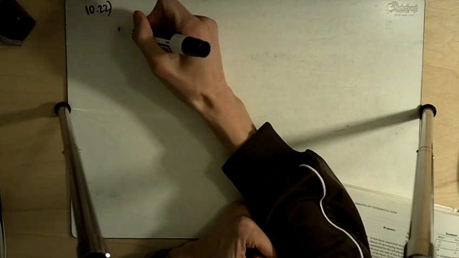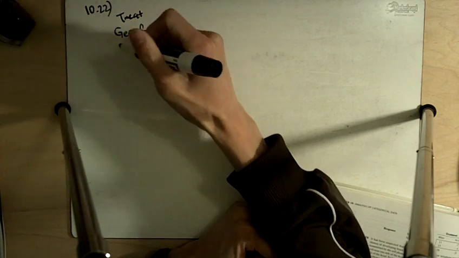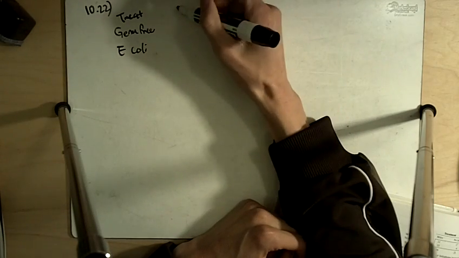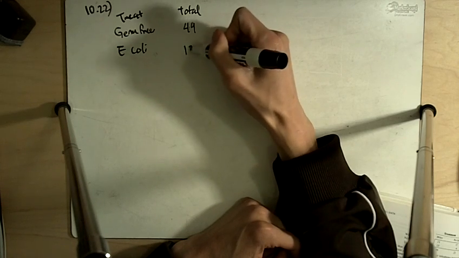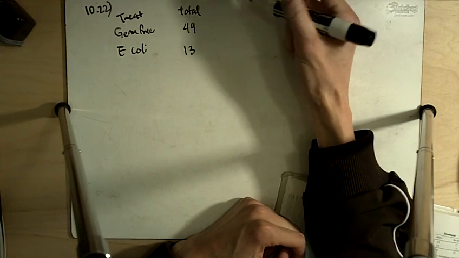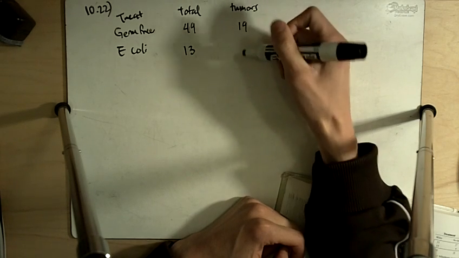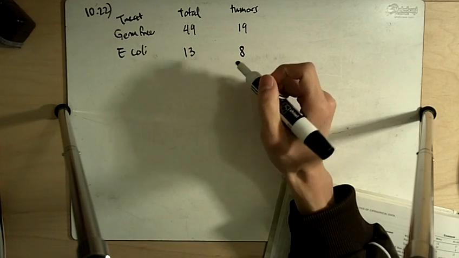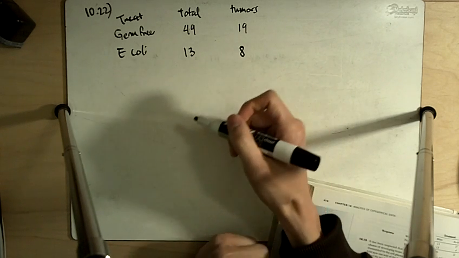And this is what it says. These are the treatments, germ-free or E. coli. And if they were germ-free, total mice, we had 49 and 13 in each group. And then tumors, we had 19 and 8. Okay, it says A is how strong is the evidence that tumor incidence is higher in mice exposed to E. coli. Use a chi-square test against a directional alternative.